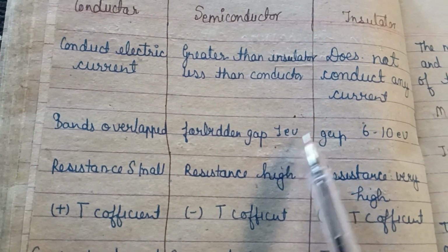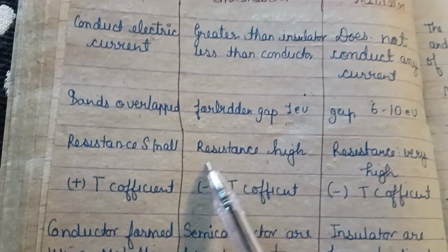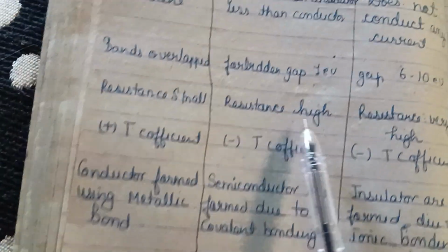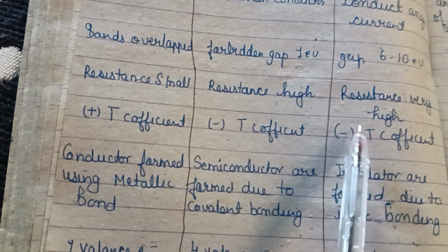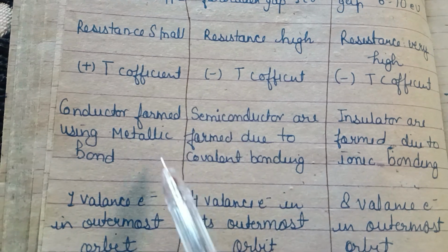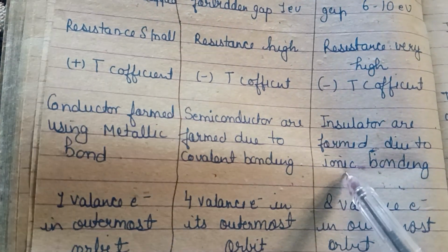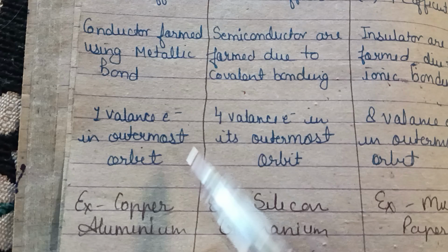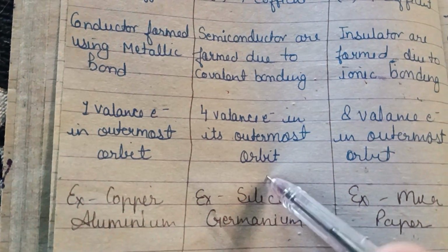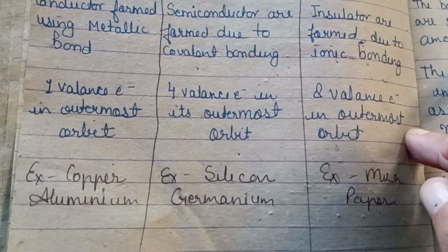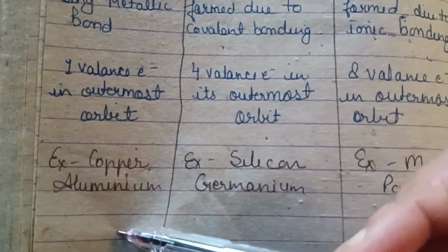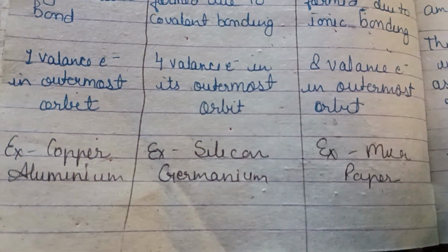The forbidden gap is about 1 electron volt for the semiconductor, and 6 to 10 electron volts for the insulator. Resistance is small for the conductor, very high for the insulator, and high for the semiconductor. Plus temperature coefficient for the conductor, minus temperature coefficient for the semiconductor and minus temperature coefficient for the insulator. A conductor is formed using metallic bonds, a semiconductor is formed due to covalent bonds, and an insulator is formed due to ionic bonds. The conductor has 1 valence electron in the outermost orbit, the semiconductor has 4, and the insulator has 8. Examples of conductors are copper or aluminium; of semiconductors, silicon and germanium.